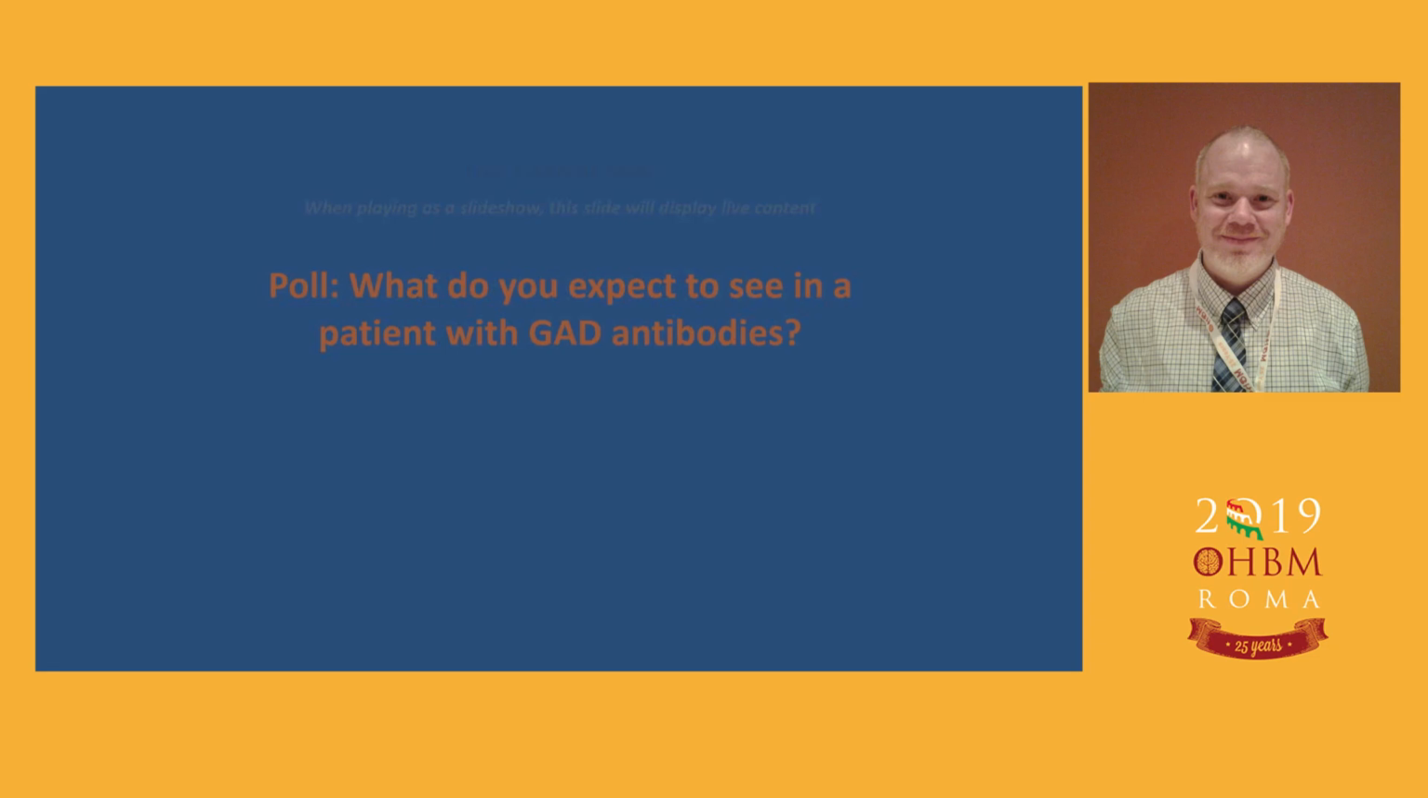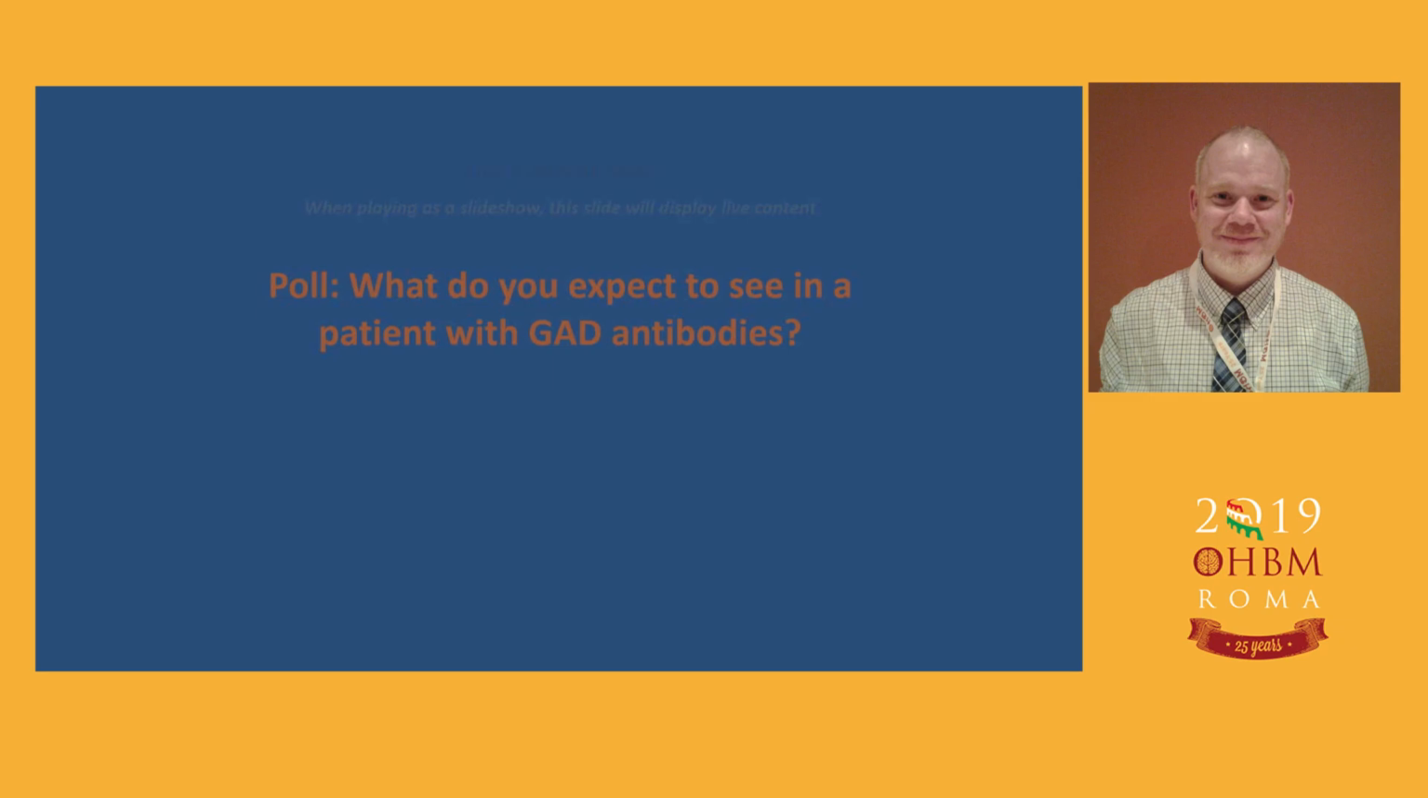So here's a poll. What do you expect to see in a patient who has antibodies against glutamic acid decarboxylase? We've heard this mentioned a couple of times now. Does GABA go up? Does GABA go down? Or do you see no difference? I've got 1 vote so far. 2 votes. All right, 5 votes. Okay, we can go back to the PowerPoint now. Some adjustments, but most people talk about it that way.